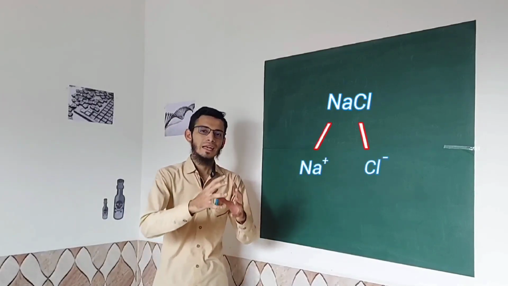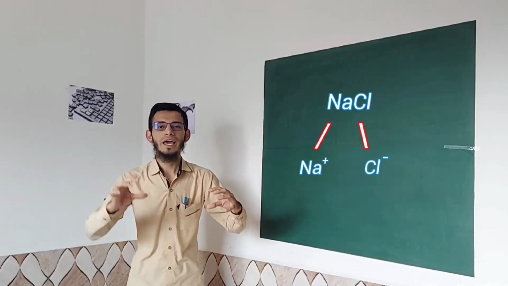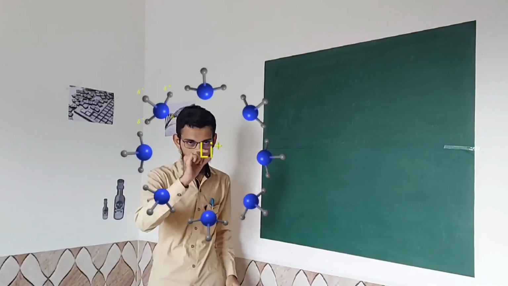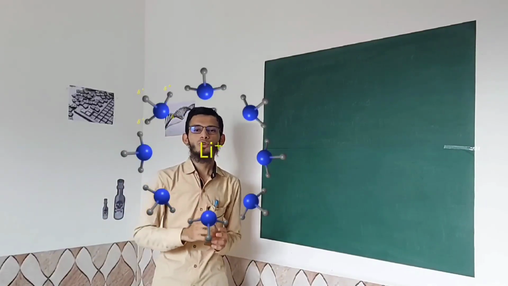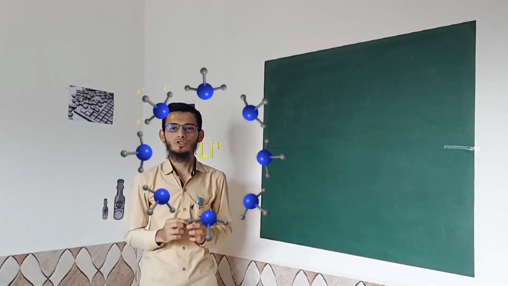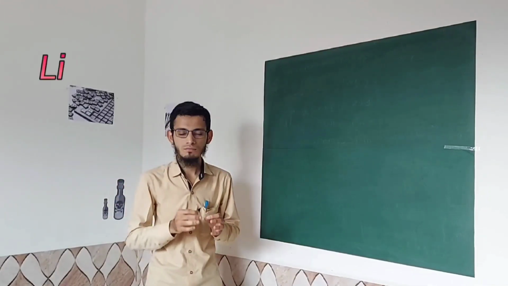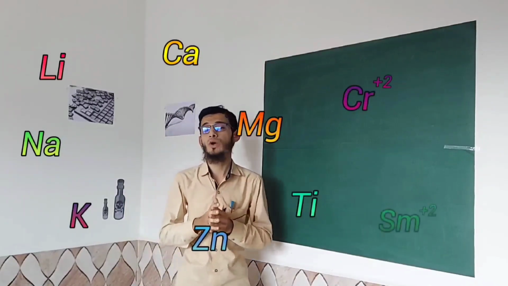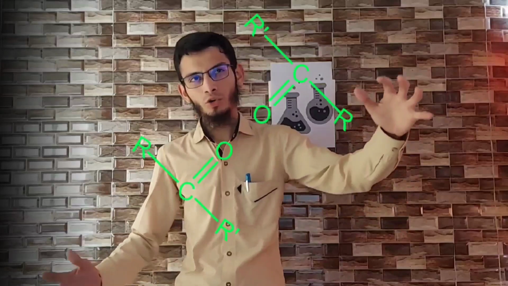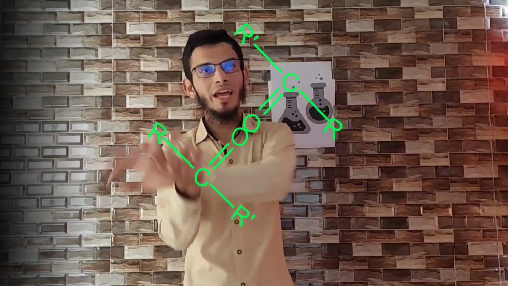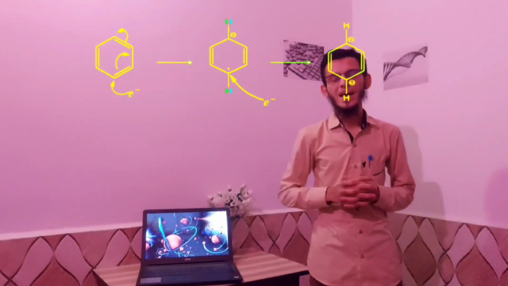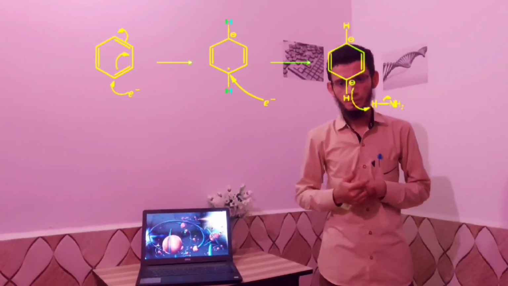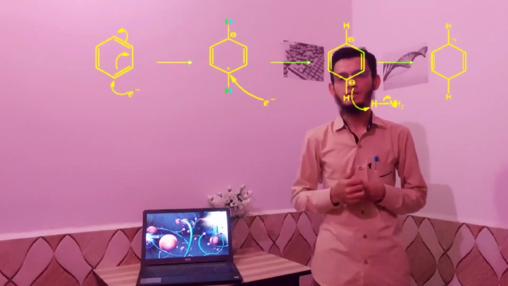You can see that NaCl is dissociated into the Na plus and Cl minus of ammonia around the lithium plus, and there will be attraction force between the lithium plus and nitrogen having partially negative charge. Lithium, sodium, potassium, zinc, magnesium, calcium, titanium, chromium plus 2 and samarium plus 2. It will undergo the reaction and you will get the alkene. Okay, so the dianion will accept a proton again from the ammonia, resulting in a monoanion system.